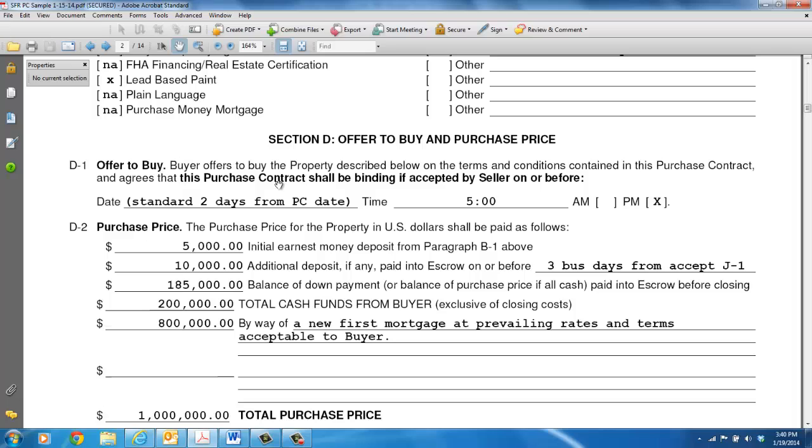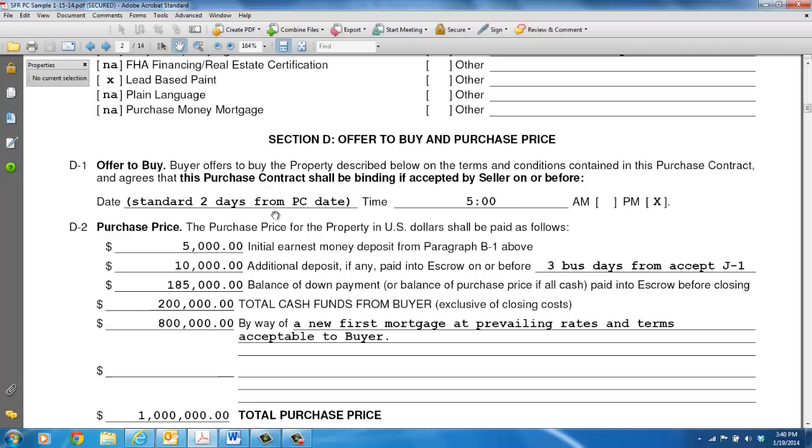All right, so moving down to section D, offer to buy and purchase price. So this is a really important part of the contract we've got to pay attention to. D1 is the offer to buy. This can be a very strategic portion of the contract where you want to be careful what you put in here.